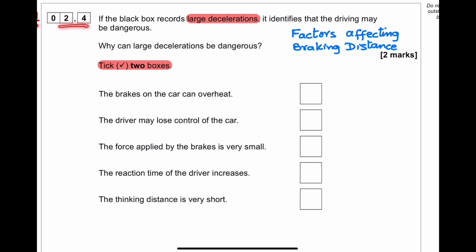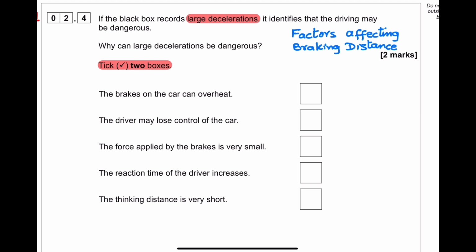2.4 is an AO1 question, and this question is from the topic of factors affecting the braking distance. If the black box records a large deceleration, it identifies that the driving may be dangerous. Why can large deceleration be dangerous? Large deceleration means slowing down very quickly. So the driver is going to apply sudden brakes, and as a result, it becomes dangerous.